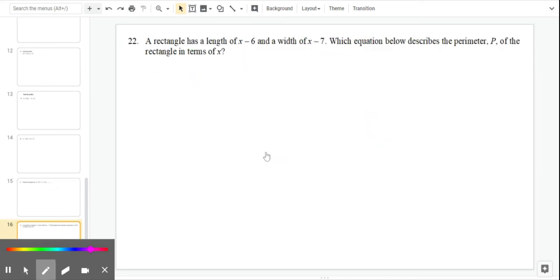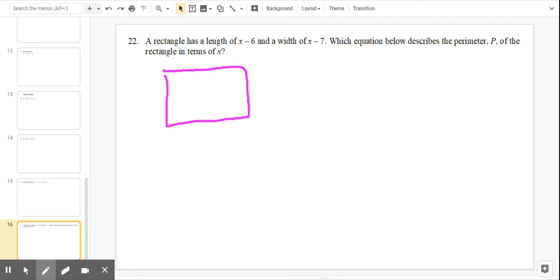All right, so this one clearly was a multiple choice question at one point. So a rectangle has a length. So let's draw this. This throws a little geometry in here with us. So a rectangle has a length of x minus 6 and a width of x minus 7. Which equation below describes the perimeter? Okay, so obviously that should have been multiple choice, but it's not.